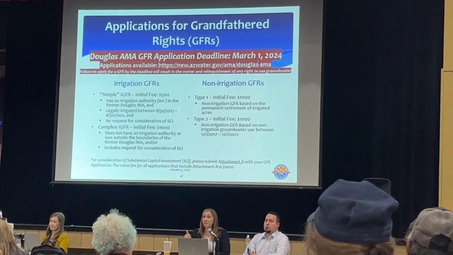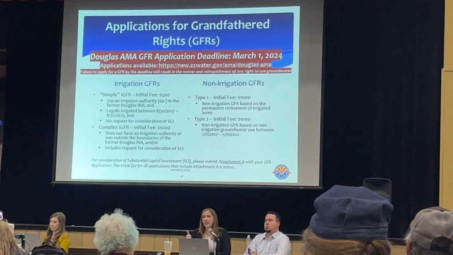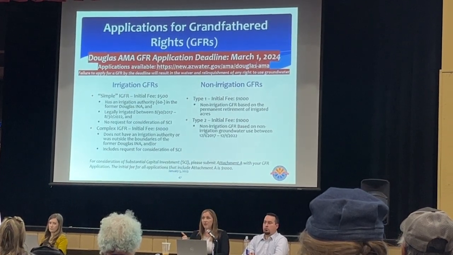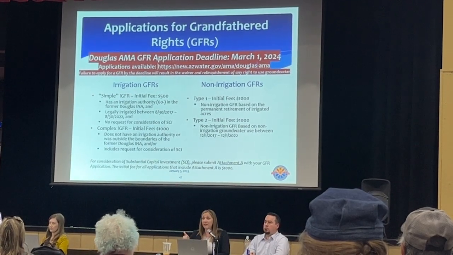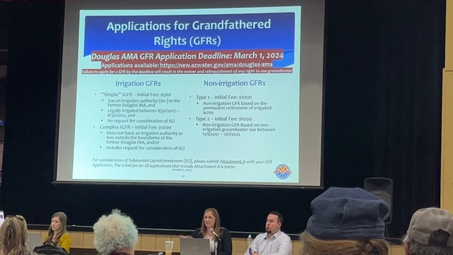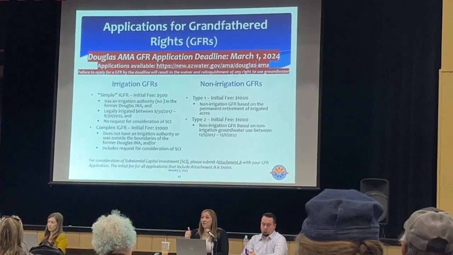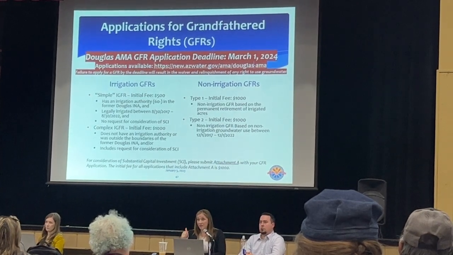For a simple IGFR, so if you have been irrigating in the last 5 years and you have an irrigation authority in the INA and you're not claiming any substantial capital investment, that's what we are kind of referring to as a simple IGFR application. The initial fee for a simple IGFR application is $500.